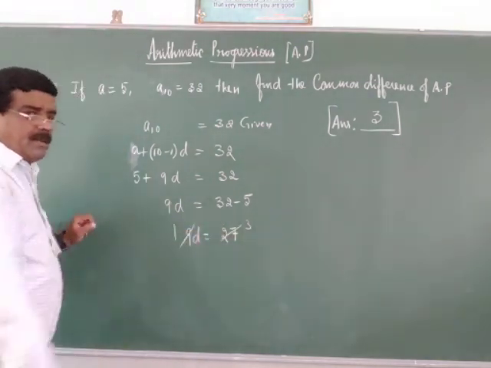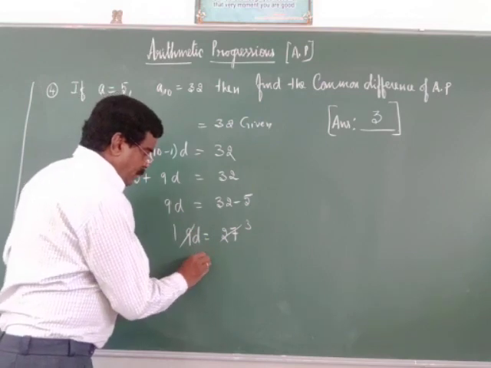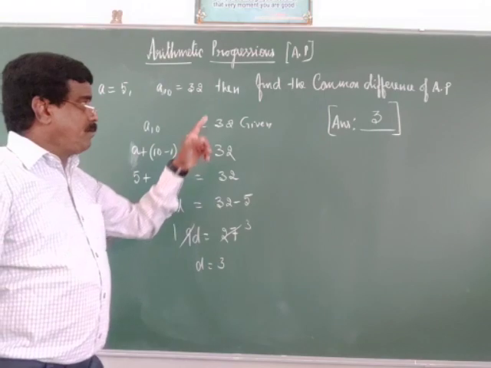Please learn to cancel like this, 27 by 9. Anyhow, D is equal to 3. The question did not ask to find D. Be careful, words are there.